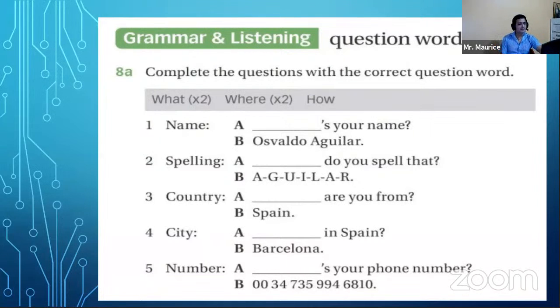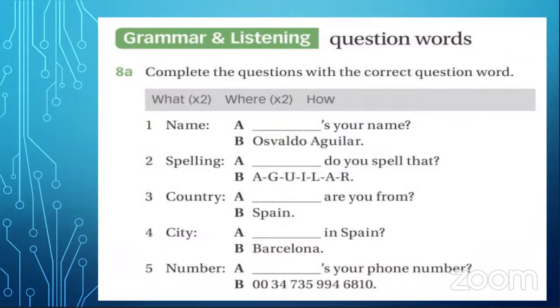Number 5. What's your phone number? Yeah. What's your phone number? Okay, dígame cuál es su número telefónico. Ahí está.